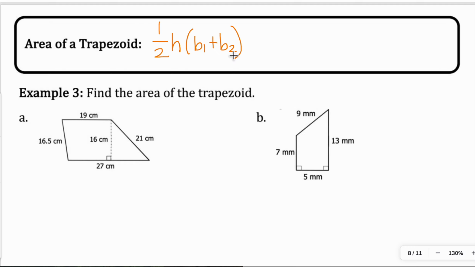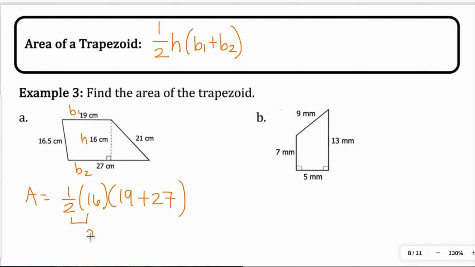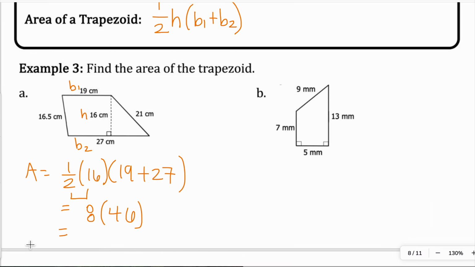1 and base 2. So let's go ahead and try letter A, and then I'll get you to try letter B on your own. The height here is given to us as 16, and then the bases are 19 and 27. So we'll plug that into our formula. 1/2 of 16 times the sum of 19 and 27. I typically just find half of the height first, that's 8, and then 8 times the sum of 19 and 27, which is 46. So we're going to get, actually equal to, 368 square centimeters.